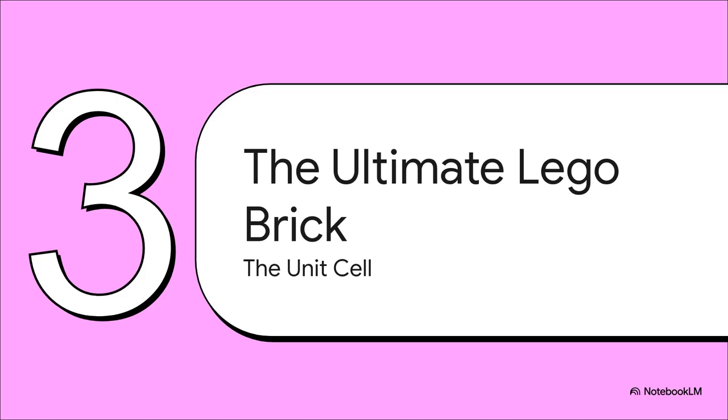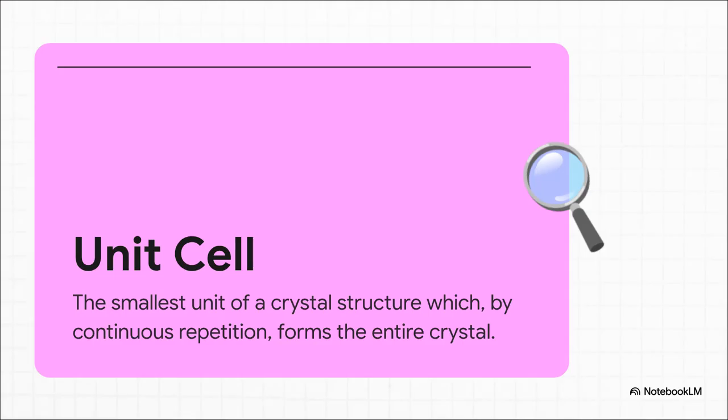Okay, so think about it this way. If the whole crystal is like a giant Lego castle, what do we call the single individual Lego brick that it's built from? Well, that's what we call the unit cell. The unit cell is the smallest little piece, the smallest repeating unit that still has all the information of the whole crystal. It's so cool because if you can understand this one tiny box, you literally understand the entire thing. You just have to imagine it repeating over and over and over again in every direction.